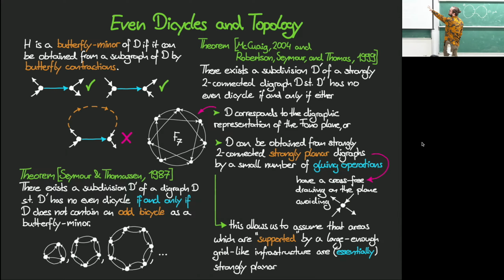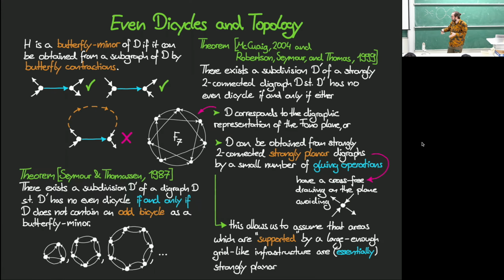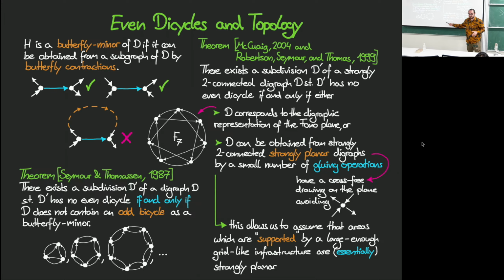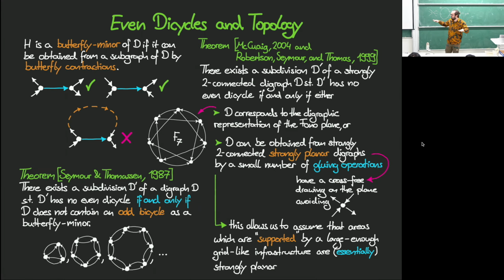What this means for us is that we now have a topological handle on some part of the problem. Because what we can say is that whenever we have an area that's supported by some substructure that's like a grid, and this area is free of even cycles, that this means in particular it must be free of these odd bicycles. And if they don't exist, then this area at least can be roughly described using the structure theorem. And this means we can assume that the areas we have got where we got rid of the even directed cycles are essentially strongly planar.